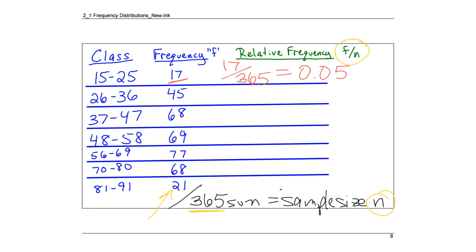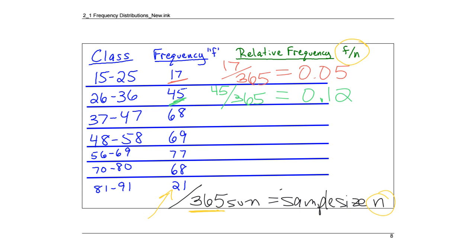All right, let's try the next one. So the next one, we want to take the 45 this time. That's the frequency, still divided by my N, 365. Let's see what we get. 0.12328. So I'm going to just go with 0.12. So this class actually makes up about 12% of the total.